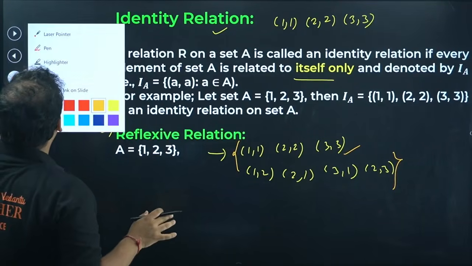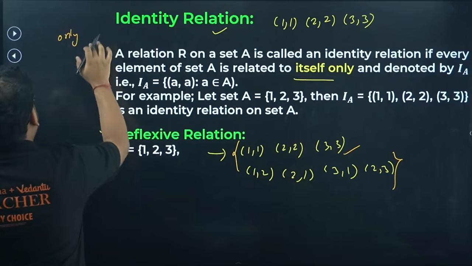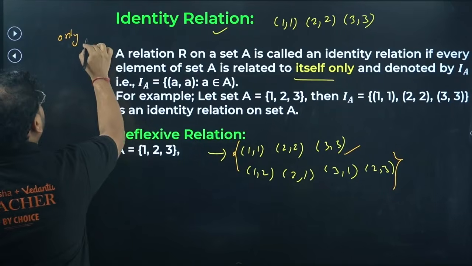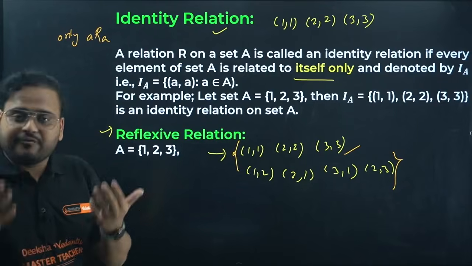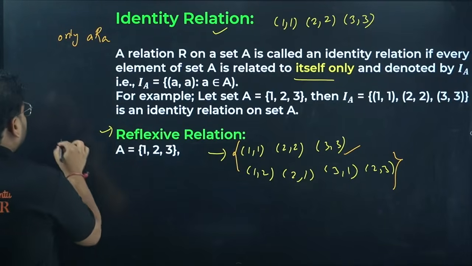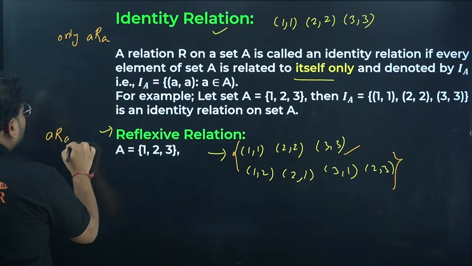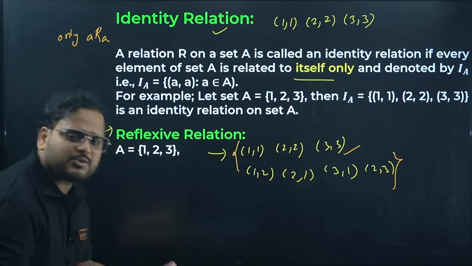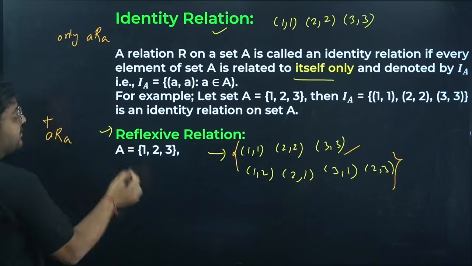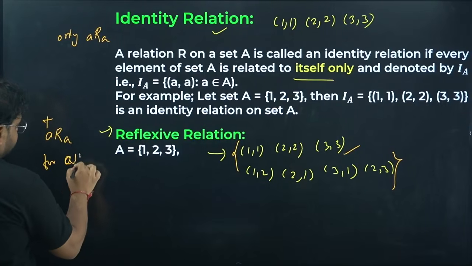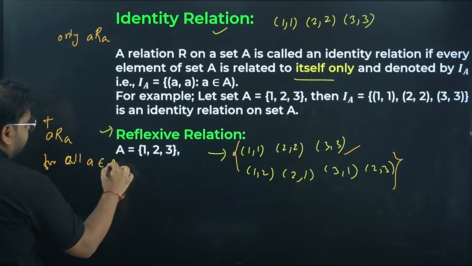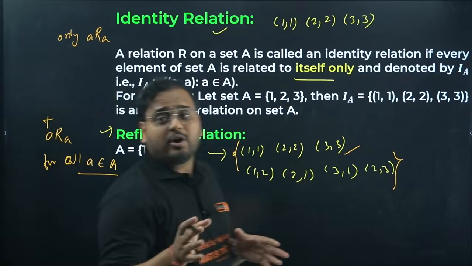If not, I'll write again. Please pay attention, this is very important. Only ARA should be there in the case of identity relation, whereas in the case of reflexive, you can have ARA and, apart from this, other ordered pairs also, that's okay. But ARA should be there for all A belonging to the set A. For all the elements, okay? You cannot skip any of the elements.